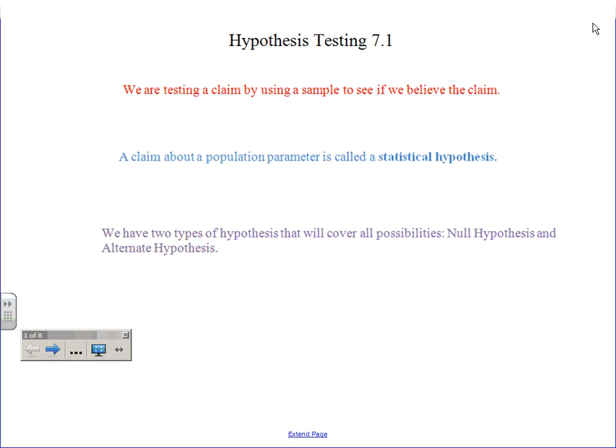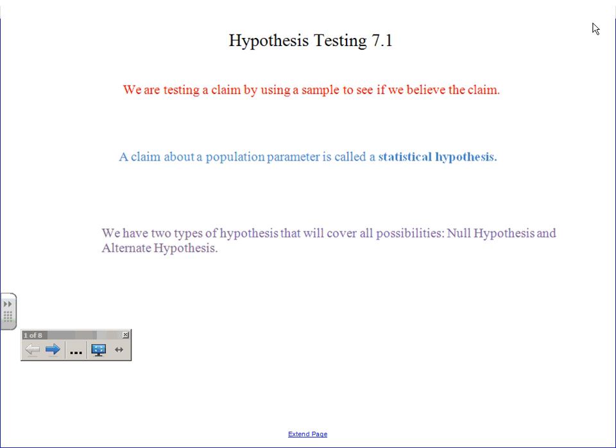A claim about a population parameter is called a statistical hypothesis. Why is it called a statistical hypothesis? It's from a sample, exactly. That's why it's called statistical: there is some statistic there that I'm going to make a hypothesis about the parameter. And there are two types of hypothesis, or hypotheses.